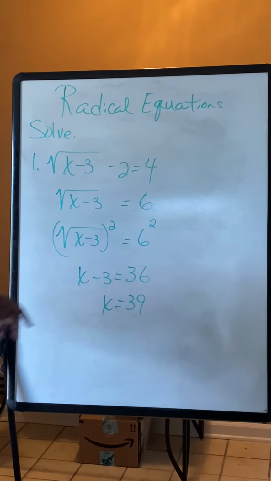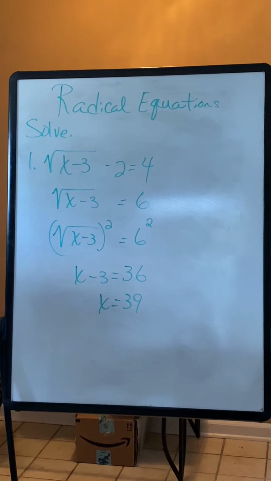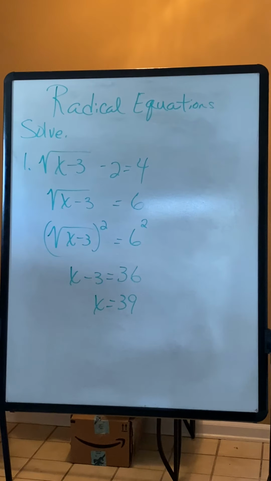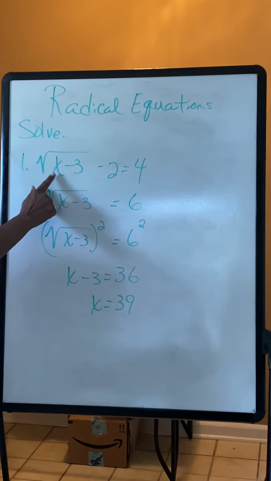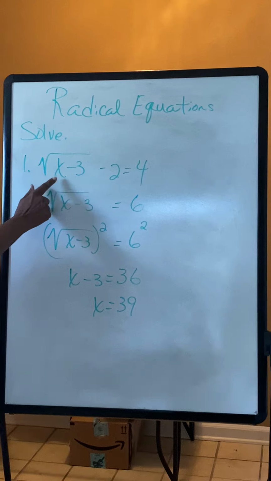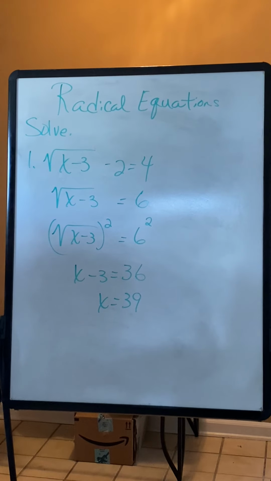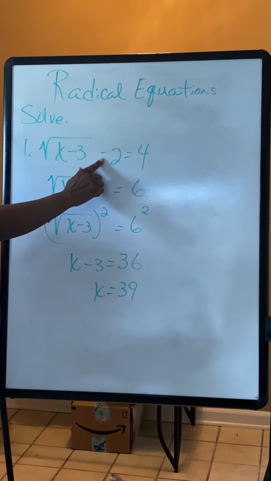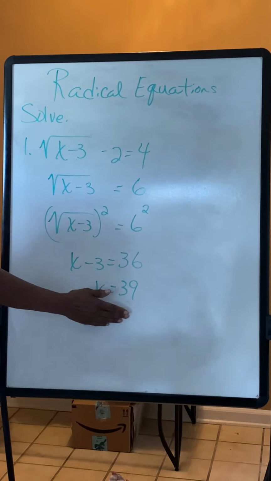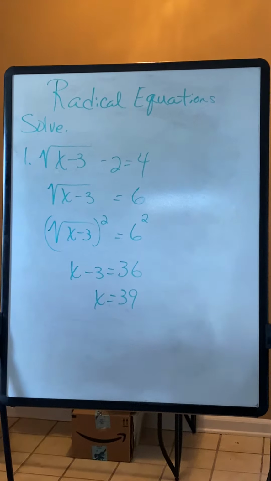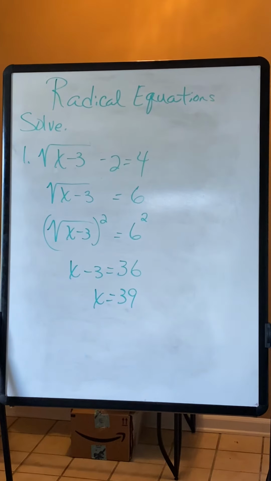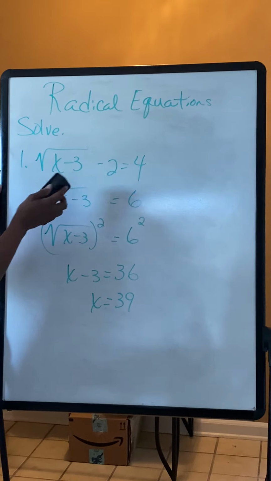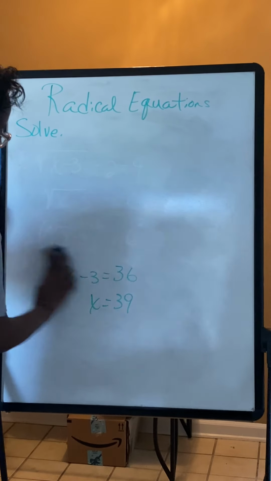Now after you get your solution, you need to be absolutely sure that the answer that you have will satisfy the problem. So I'm going to take the 39, replace it for x. I'll have 39 minus 3, which is 36. The square root of 36 gives me 6, and 6 minus 2 gives me 4. So that x equals 39 is correct. That is the solution for the problem. Always check to make sure that your solution will satisfy the problem.